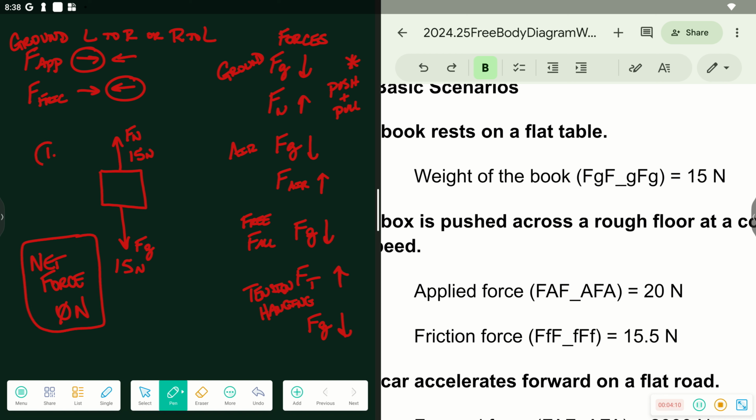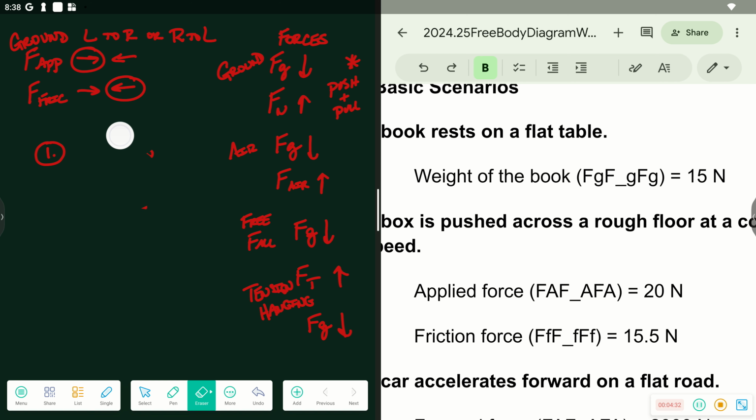So that's number one. That's what your number one free body diagram should look like. Okay? You have the force normal pushing up at 15 newtons, the force of gravity pulling down at 15 newtons. The net force is 0. Why? Because the book is at rest. All right, let's look at number two.